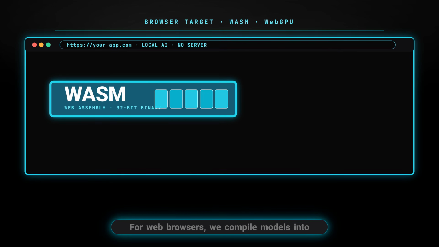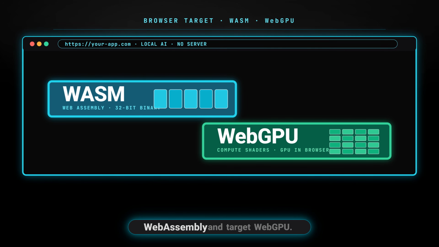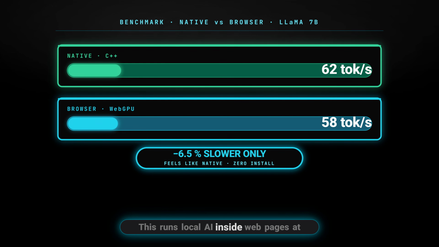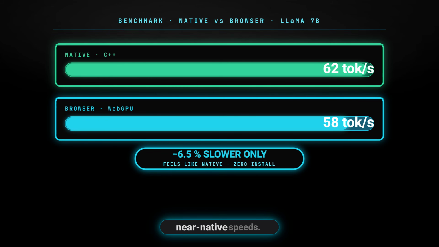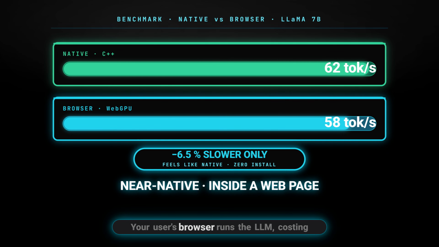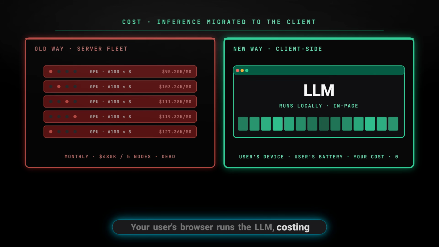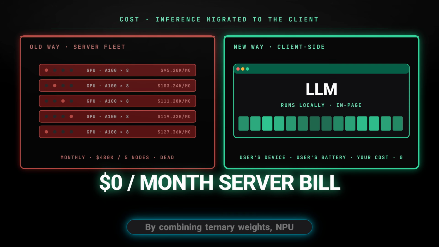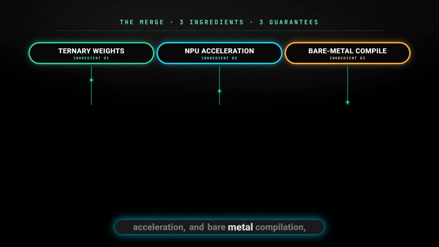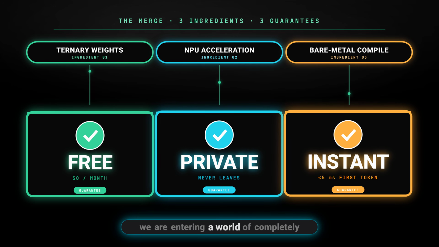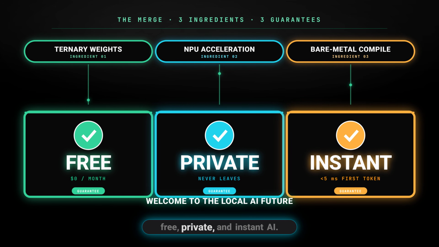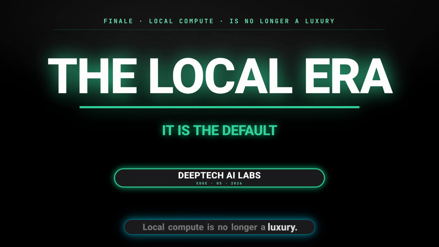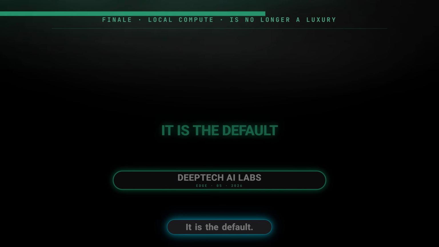For web browsers, we compile models into WebAssembly and target WebGPU. This runs local AI inside web pages at near-native speeds. Your user's browser runs the LLM, costing you 0 server fees. By combining ternary weights, NPU acceleration, and bare metal compilation, we are entering a world of completely free, private, and instant AI. Local compute is no longer a luxury. It is the default. Thank you.